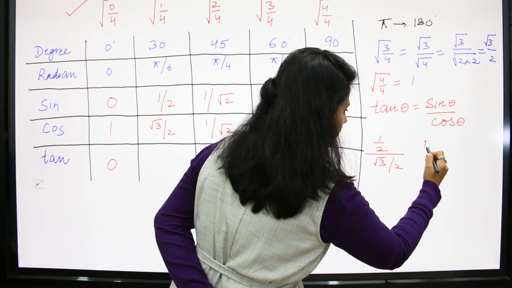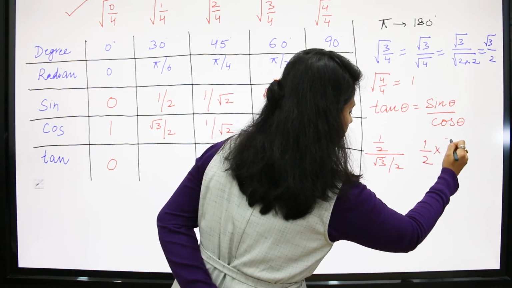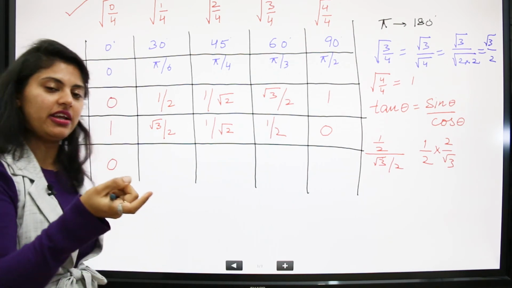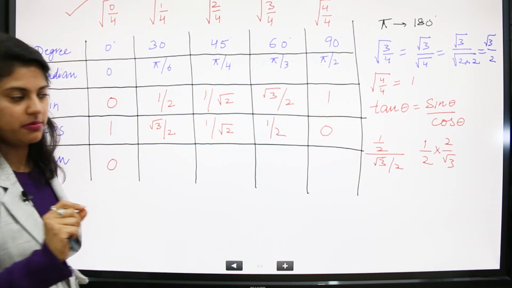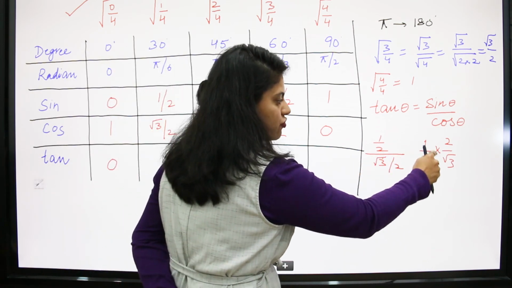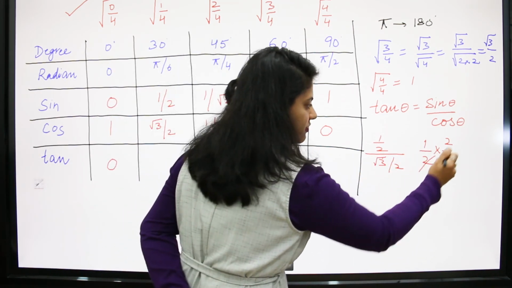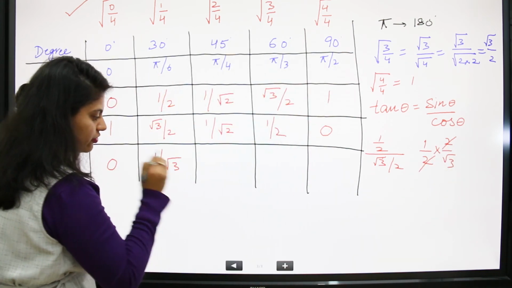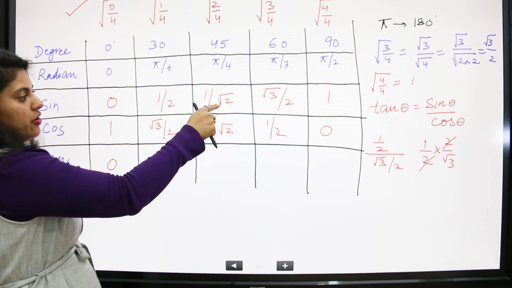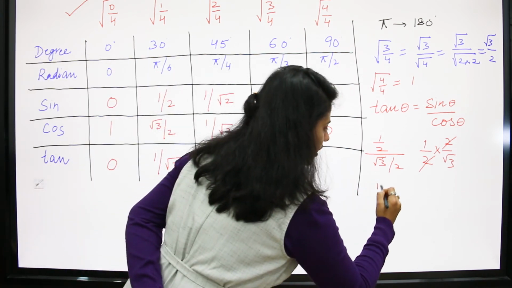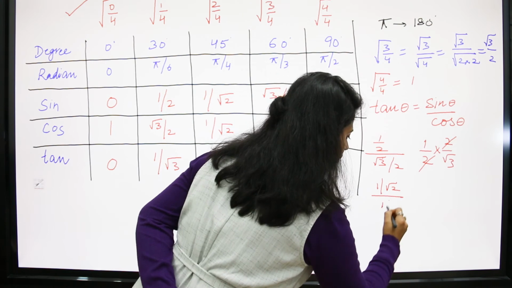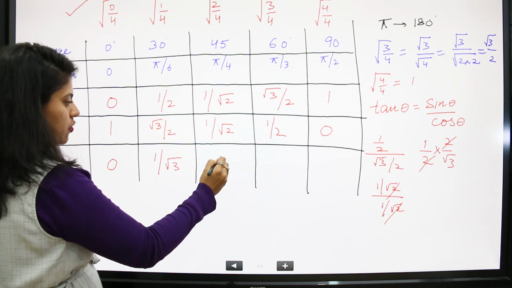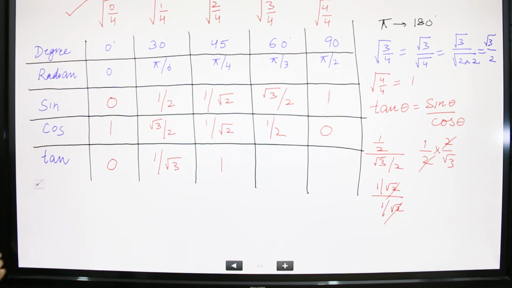Can I write this as 1 by 2 times 2 by under root 3? It's one and the same thing. I have just changed the divide sign to multiply and flipped the term. This 2 can go off. We are left with 1 over under root 3. So write this as 1 over under root 3. Okay. 1 over root 2 divided by 1 over root 2. Root 2 gets cancelled. So this is equal to 1. So the value for this one is 1.